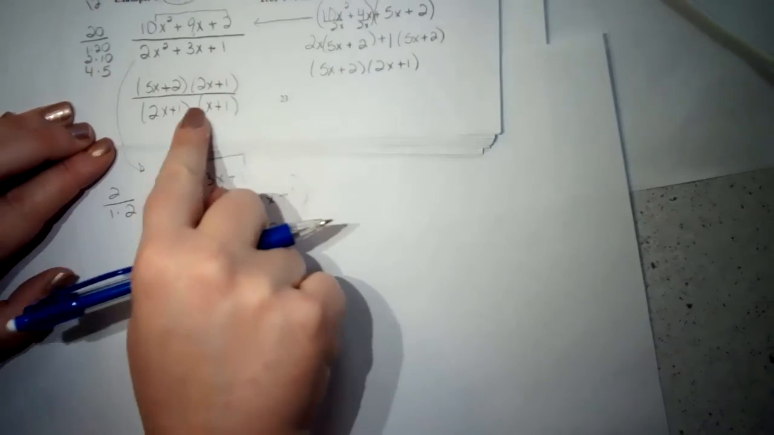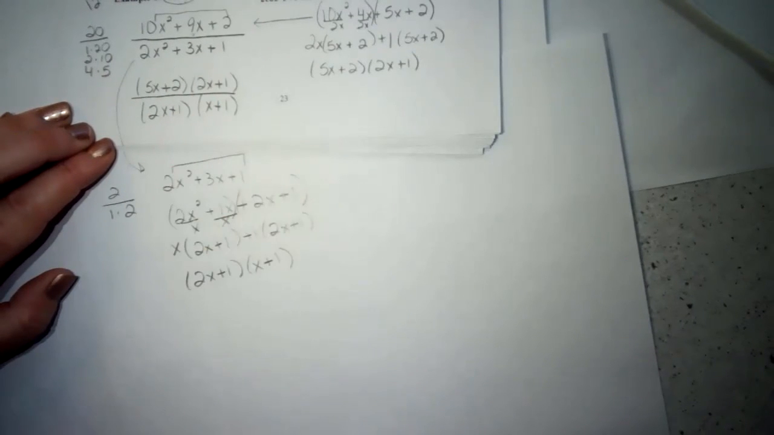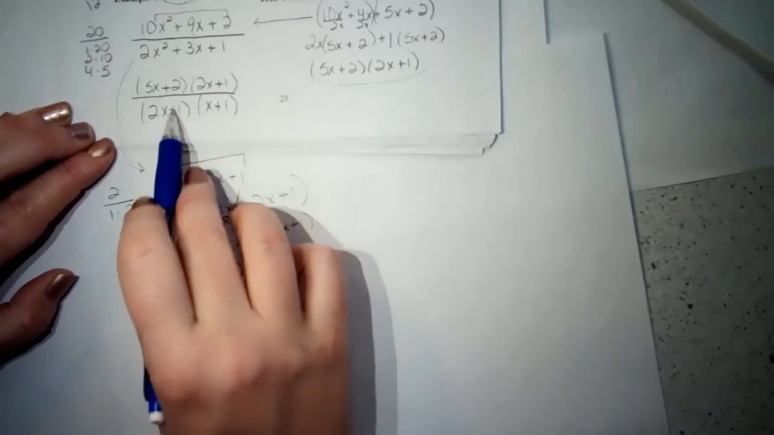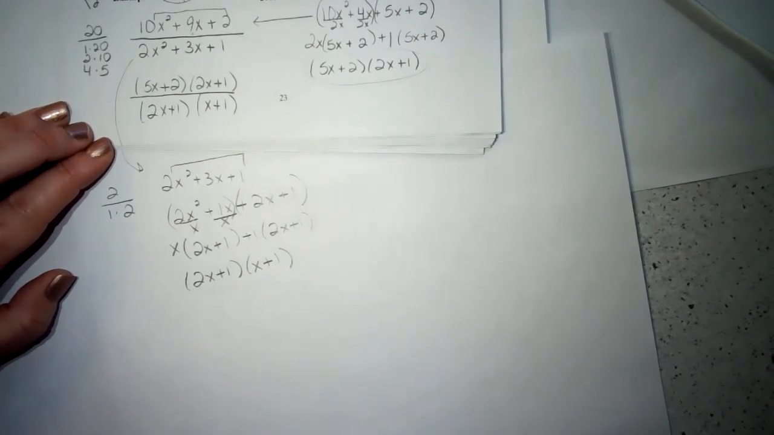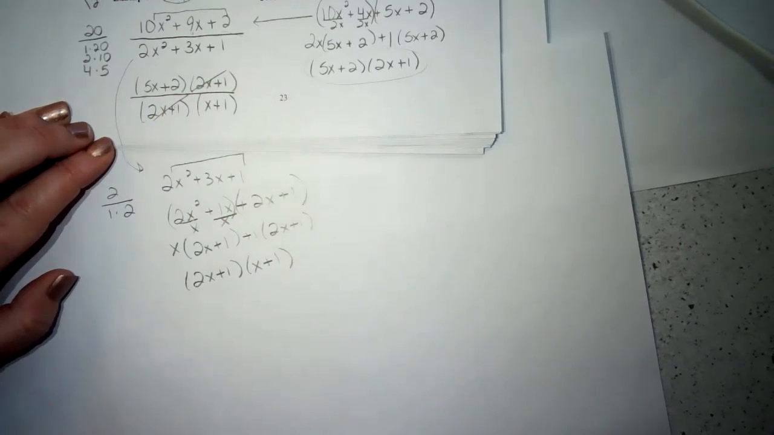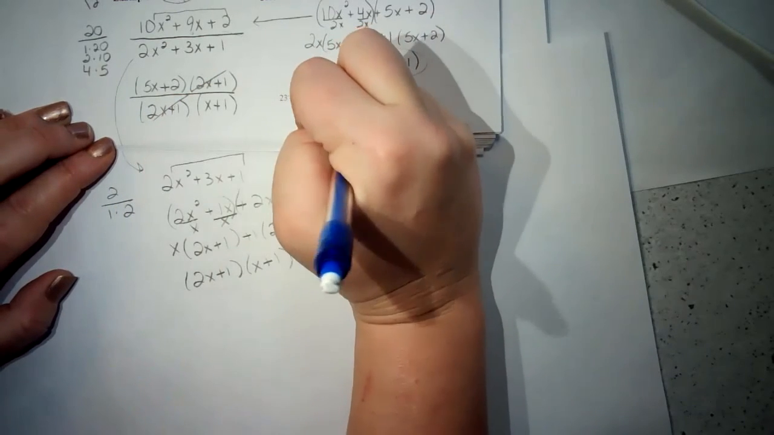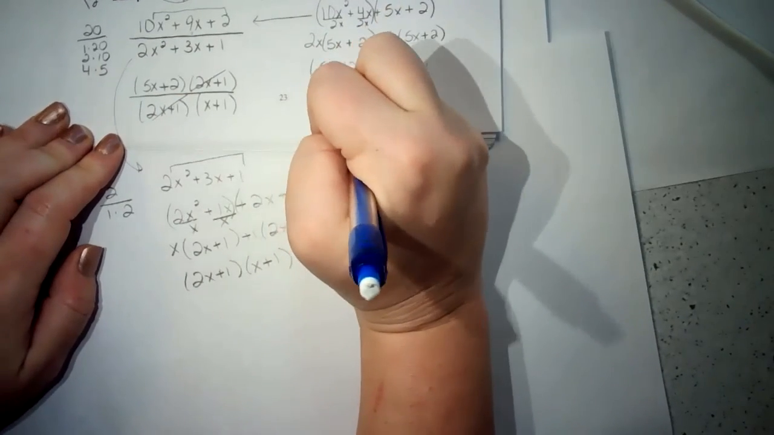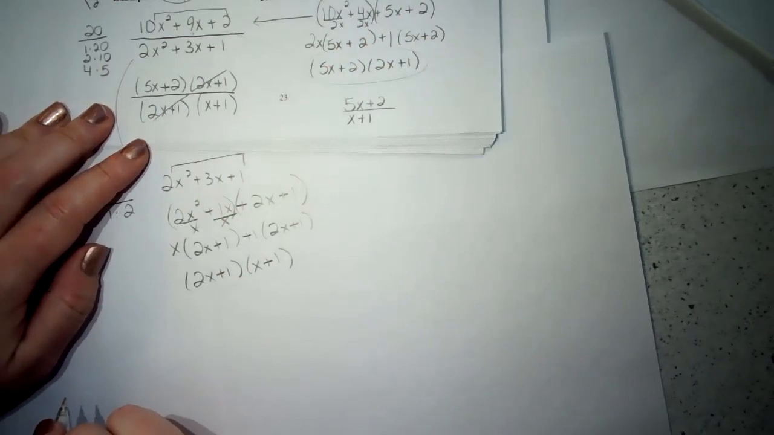Everybody okay getting to this point? So you factored the top, you factored the bottom, you got everybody in there, all 4 of those in some way or another. This was for the top, this was for the bottom. Are we okay? All right, then I notice these cancel. And I've got a numerator of 5x plus 2 over x plus 1.